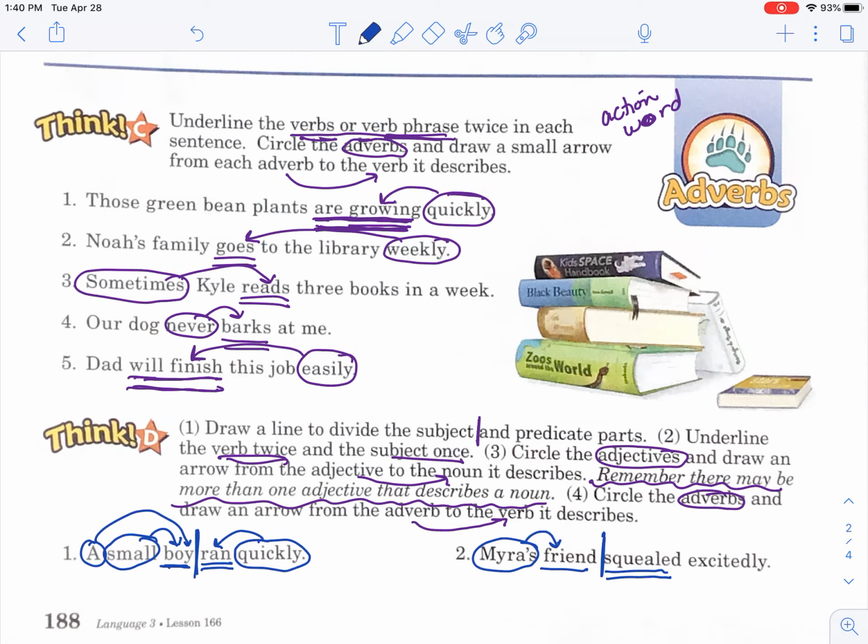And how did they squeal? Squeal, remember, is the verb. It's the action word. How did they squeal? How did this friend squeal? Excitedly. Excitedly squealed. Woo-hoo. Okay. We are done with page 188. If you are still going, have a good time. If not, I will see you later.